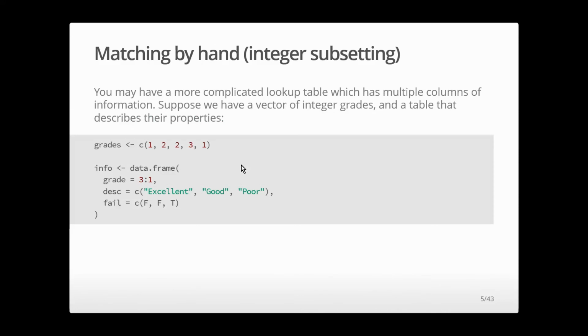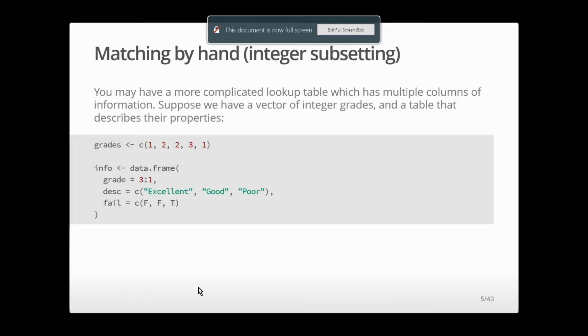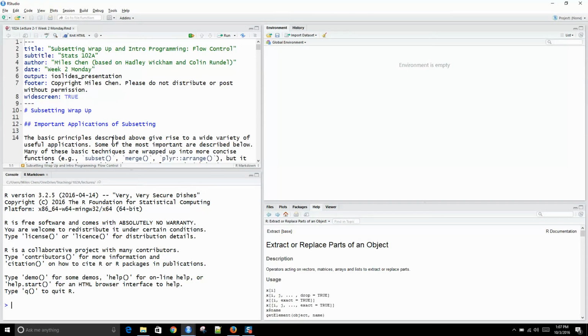Over here, we might have some kind of complicated lookup table which has multiple columns of information. So here maybe we have a vector of integer grades, like 1, 2, 3. We're grading on an integer scale. And so 1 would be poor, 2 would be good, and 3 would be excellent. So from here we're creating a data frame. Let me just show you what this data frame would look like.